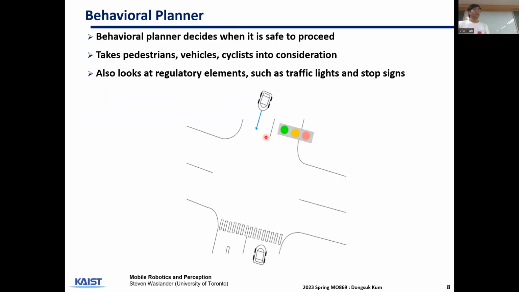The next level is usually the behavioral planner. This behavioral planner creates decisions for the autonomous vehicle, for example, when it is safe to proceed in an intersection. It will take into consideration the surrounding states, such as pedestrians, vehicles, cyclists, etc., and then look at regulatory elements, such as traffic lights or stop signs, and create a decision based on that.